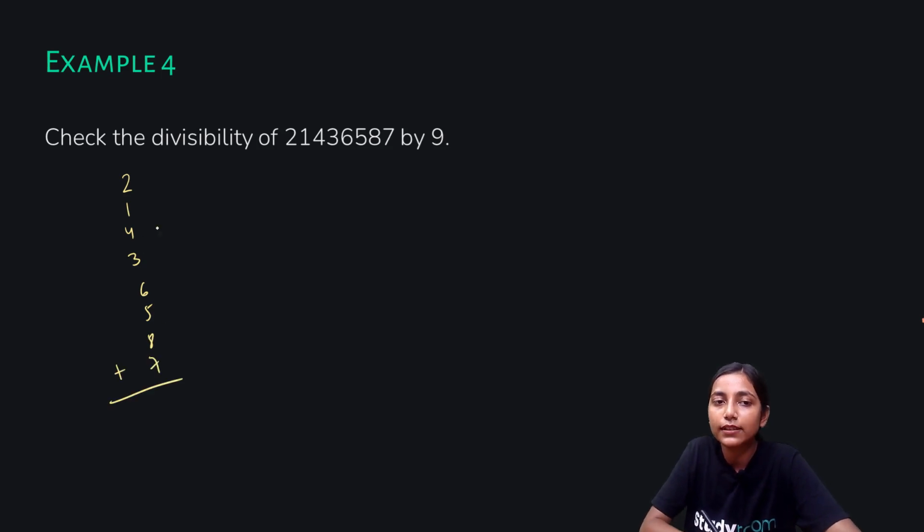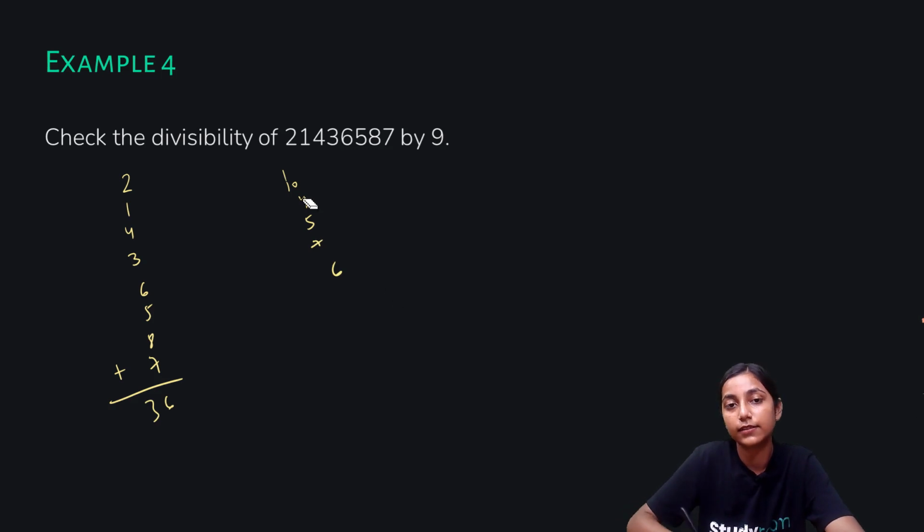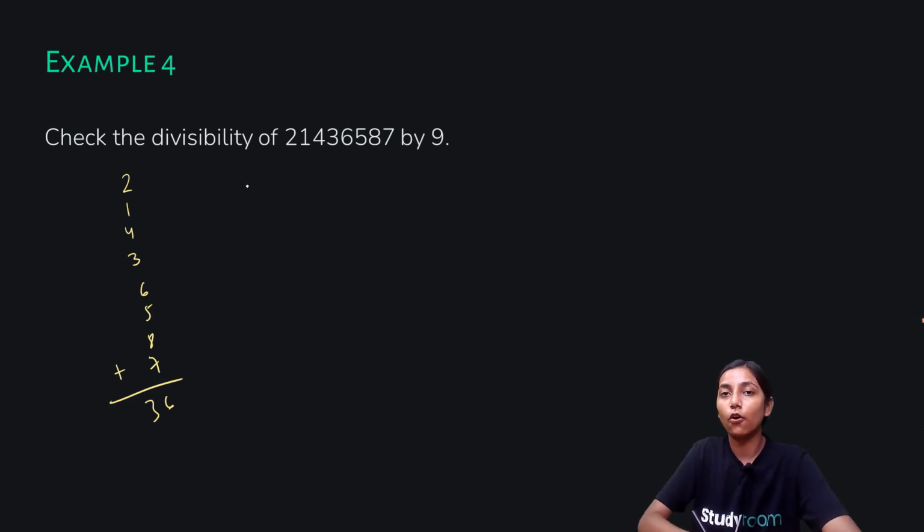When you add all the digits, you will get 2, 1, 3, 3, 3, 6, 10 and then 10 and 14, 10 and 14 and 5 and 7. That is 7, 8, 9, 10, 11, 16 and 36. So the answer is coming to be 36. The sum of all the digits of this number is 36.